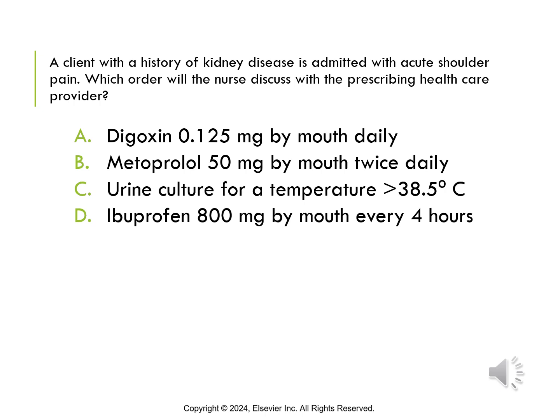For C, that urine culture for a temperature greater than 38.5 degrees Celsius, that's kind of elevated, so we wouldn't mind getting a urine culture because there could be an infection, and we use urine cultures when we're looking at infections. For D, that ibuprofen, remember ibuprofen is an NSAID. NSAID, N and nephro go together. So we are not giving people who have kidney problems NSAIDs if we can avoid it.